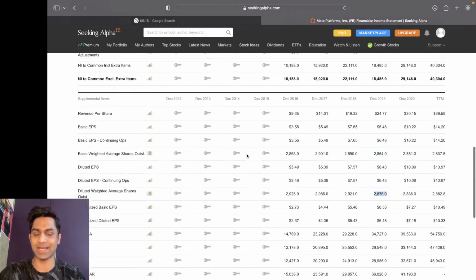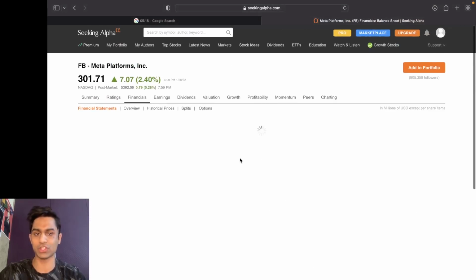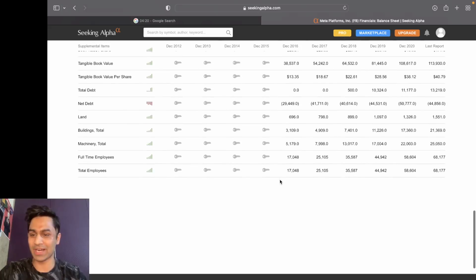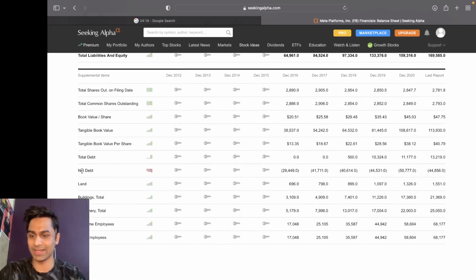And then finally, net debt. So for net debt, we're going to come over to the balance sheet. How are we doing on time? So we got less than 5 minutes left. So for balance sheet, we're going to come all the way down here. We got net debt over here, and we're going to take these numbers out.